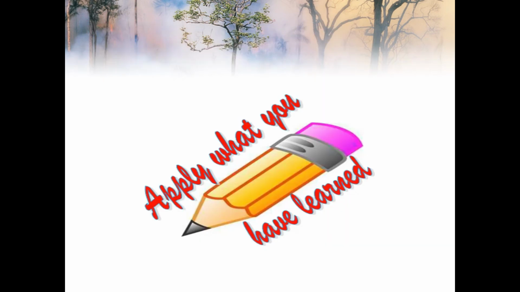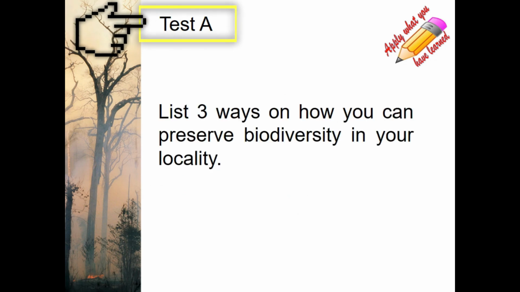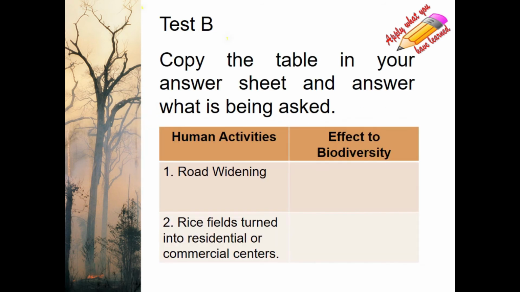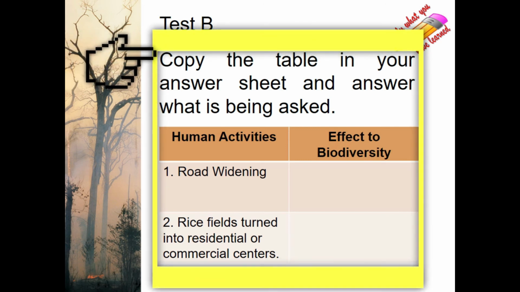I hope you have understood what biodiversity is, based on the video you've watched and the key points you have read. Now, let's check your understanding about biodiversity by accomplishing the task on Apply What You Have Learned. For Task A, list 3 ways on how you can preserve biodiversity in your locality. Task B, copy the table in your answer sheet and answer what is being asked.